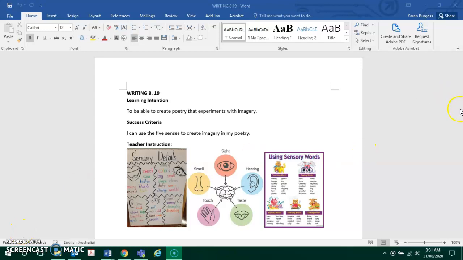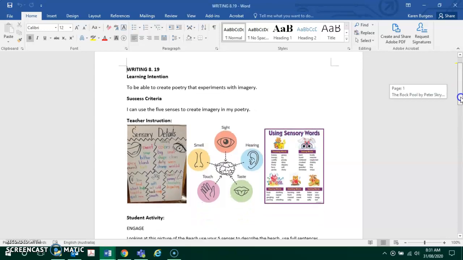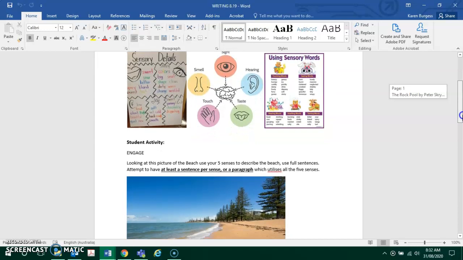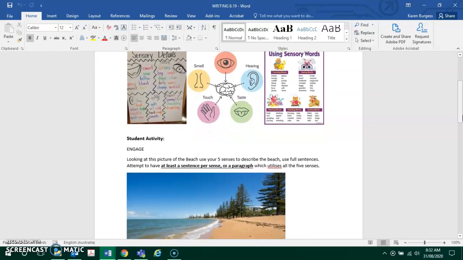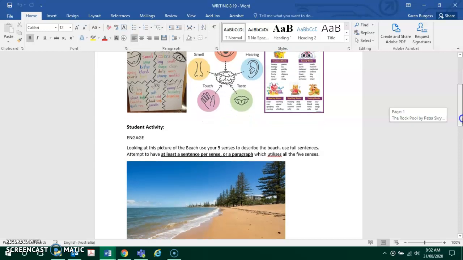Writing 8.19. All right, today's work that we need to be doing is looking at poetry. So we're starting a poetry unit today and we're having a look at our sensory words and sensory details. So thinking about when you taste something sweet, when you taste something sour. So you think about what you can use your senses for to get words out of your body, basically.